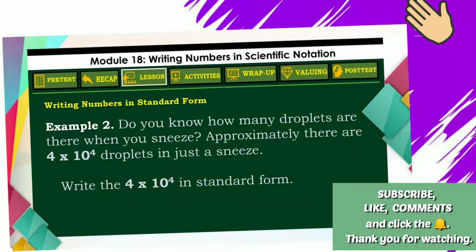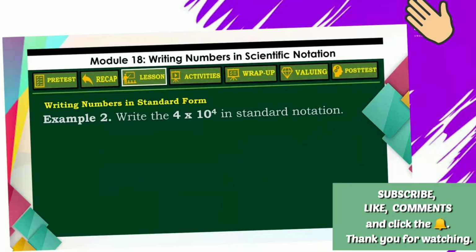Let us take a look at example 2. Do you know how many droplets are there when you sneeze? Approximately, there are 4 times 10 to the 4th power droplets in just a sneeze. How do we write 4 times 10 to the 4th power in standard form? Write 4 times 10 to the 4th power in standard notation.